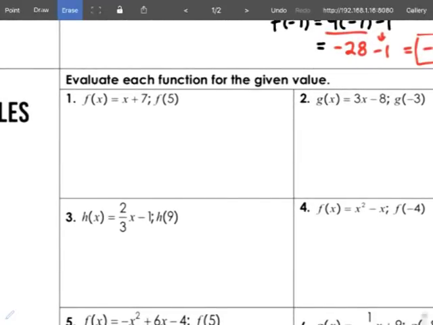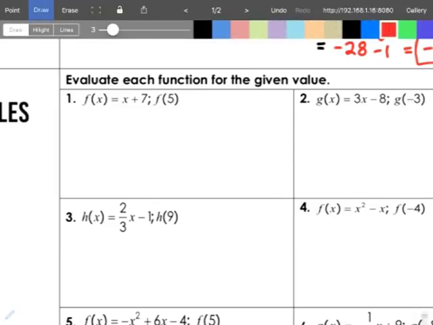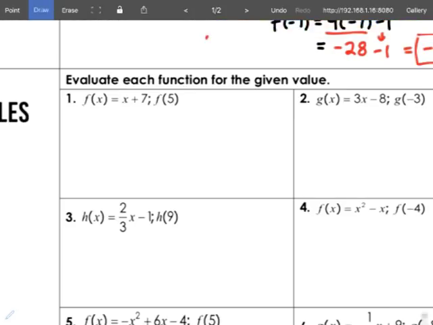So evaluate each function for the given value. So here, what does it tell us our x is? Our x here is 5, f of x, right? F of 5. F of x equals x plus 7. We're plugging this 5 right in for our x. So f of 5 equals 5 plus 7. Notice I plugged in x as 5 here. I just carried the 7 down and the plus down.